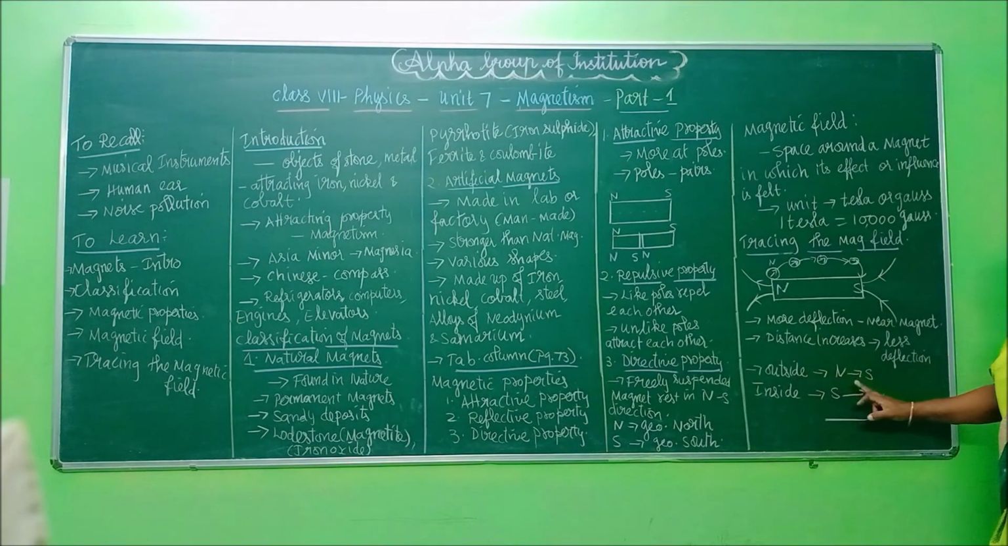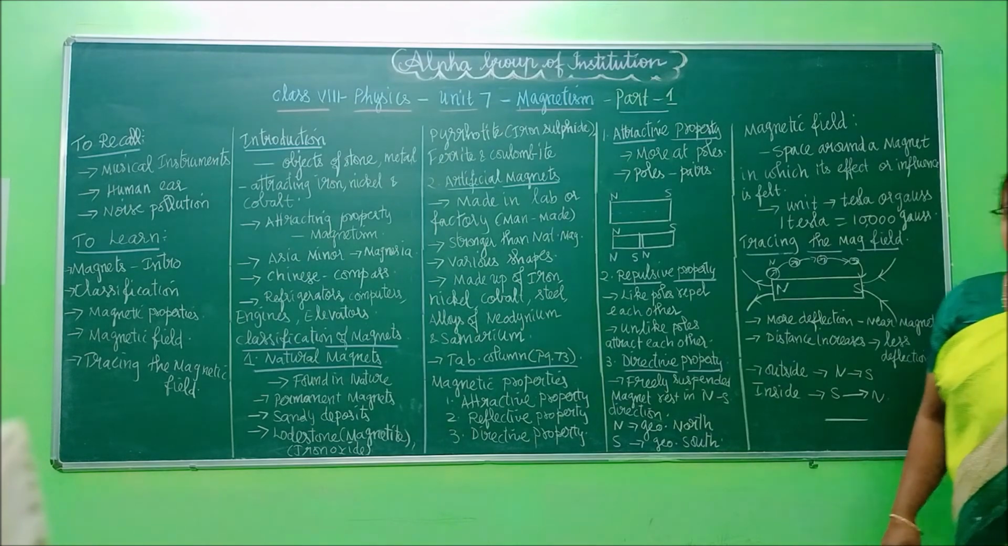Outside the magnet, the magnetic field lines travel from north to south, and inside the magnet they travel from south to north. Okay, children?